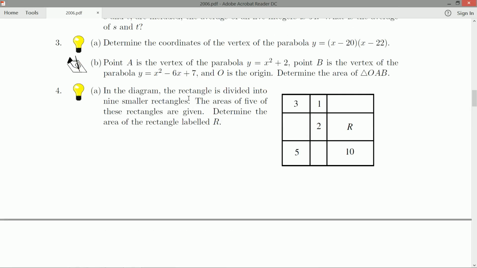In the diagram, the rectangle is divided into 9 smaller rectangles. The areas of 5 of these rectangles are given. Determine the area of the rectangle labeled R. I've seen a question like this on a past Fermat or Pascal, one of the multiple choice ones, not from this year, I don't think. They give you some of the areas. There's sort of 2 approaches I have to this type of question.